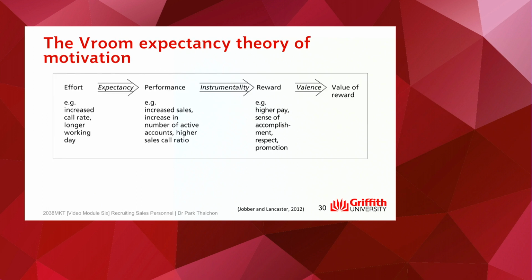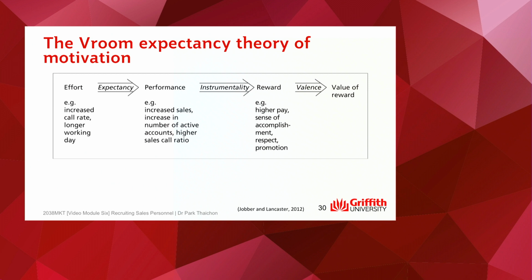The next type of theory is called the expectancy theory of motivation. In plain language, this theory means the level of motivation depends on the expectation of success. If the person thinks that it is not too hard to do a task, then they will have more motivation. Or if the person is happy with the expected reward, then there will be more motivation. All right, let's have a look at the framework.